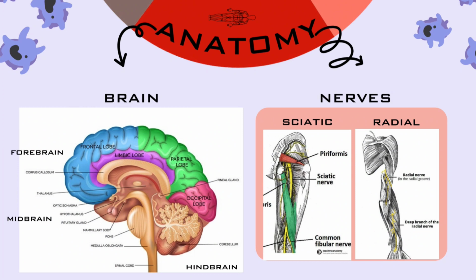And for midbrains, it includes the thalamus and hypothalamus. It is located in the posterior aspect to the cerebellum. And on the other hand, the hindbrain consists of the upper part of the spinal cord, the brainstem, and cerebellum. And this is the nerves. This is the example of nerves that I have mentioned before, which are the sciatic nerve and the radial nerve.